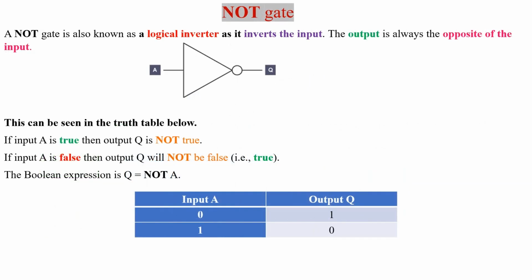Next is the NOT gate. NOT gate is also known as a logical inverter as it inverts the input. The output is always the opposite of the input. This is the picture of the NOT gate. This can be seen in the truth table below. If input A is true, then output Q is not true. If input A is false, then output Q will not be false, that is true. The Boolean expression is Q equals not A.